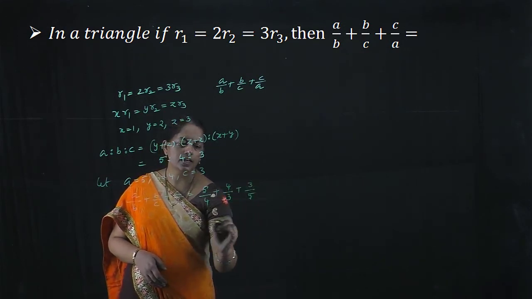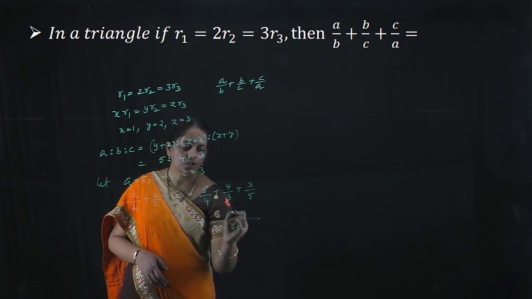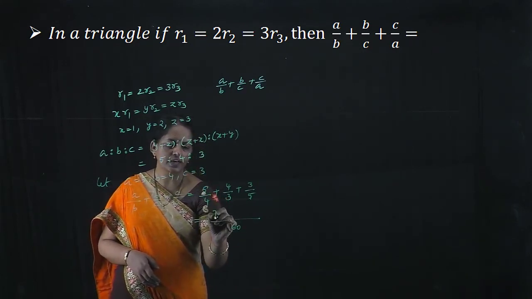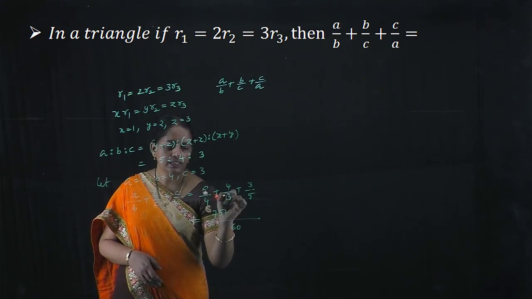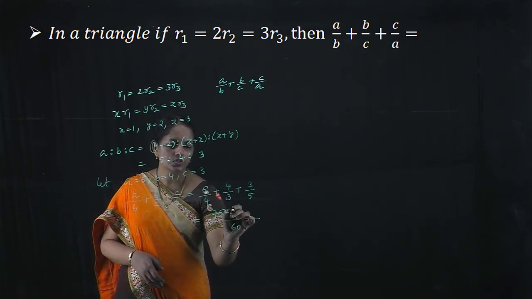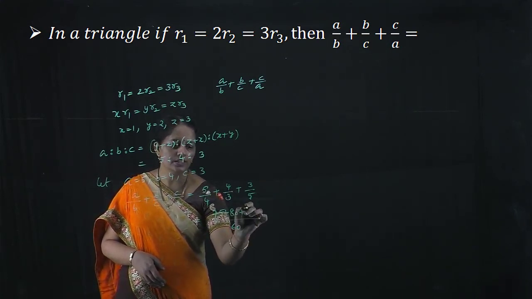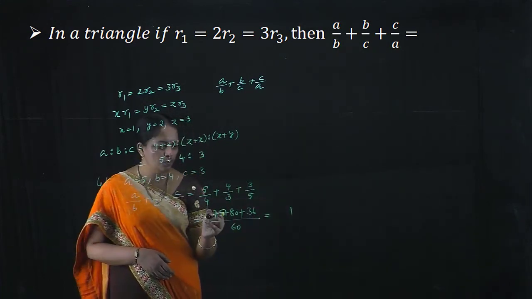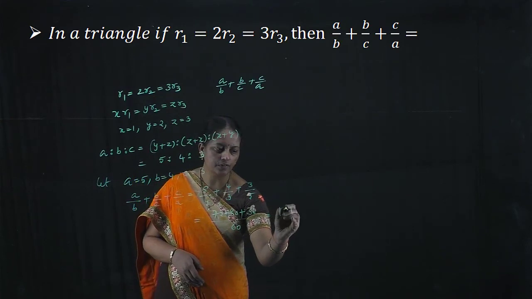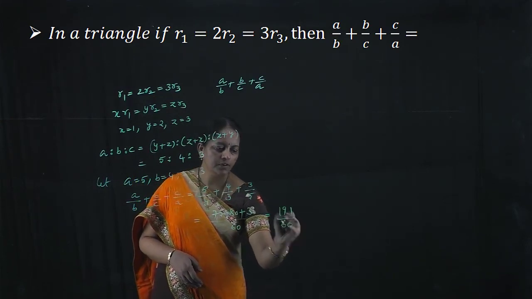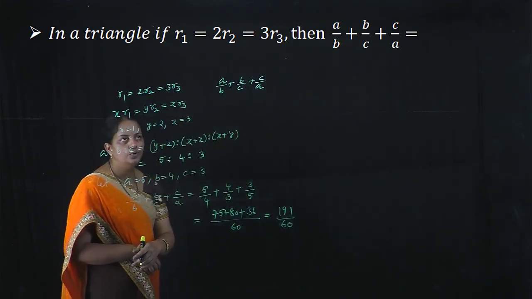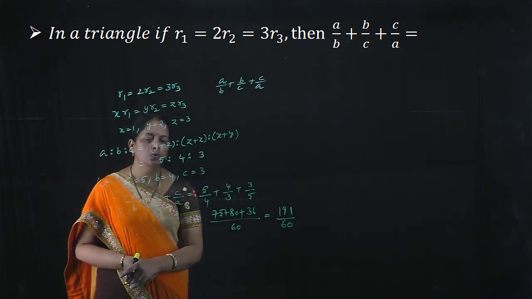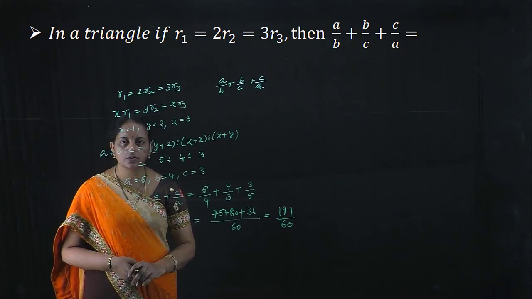Here consider the LCM as 60. In the numerator we get 12 times... 15 fours are 60, 5 fives are 75, plus 20 threes are 60, so 80, plus 12 threes are 36, which is equal to... 75 plus 80 plus 36, which gives 191 by 60. Therefore, a by b plus b by c plus c by a is equal to 191 by 60. Okay, thank you.